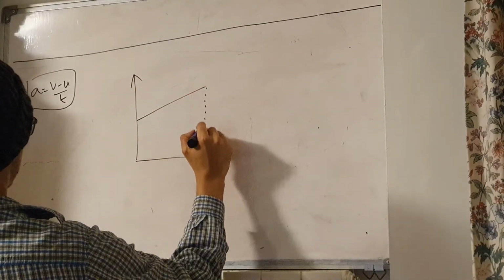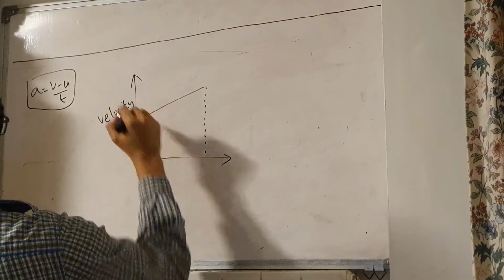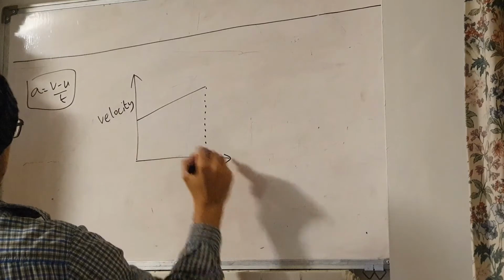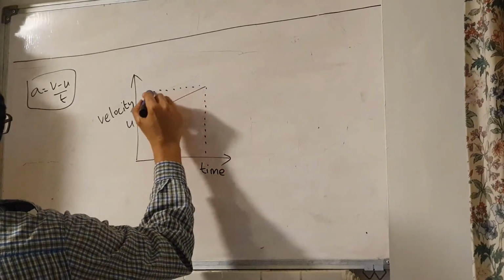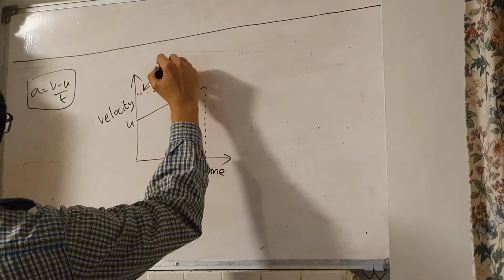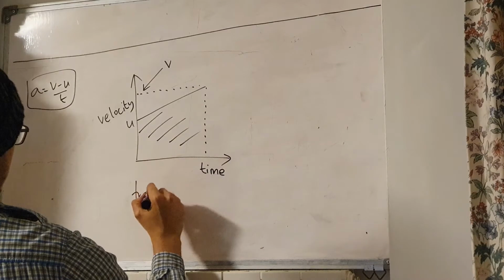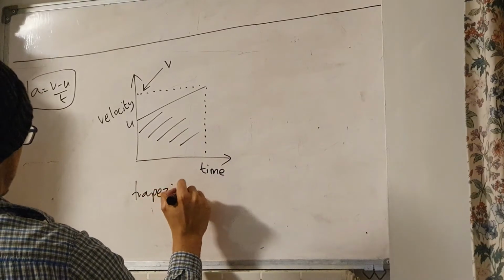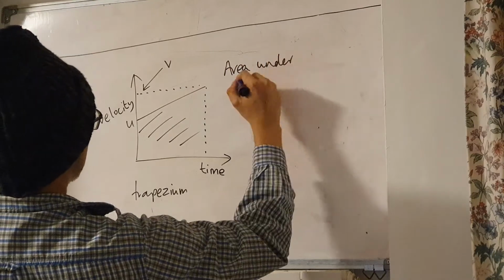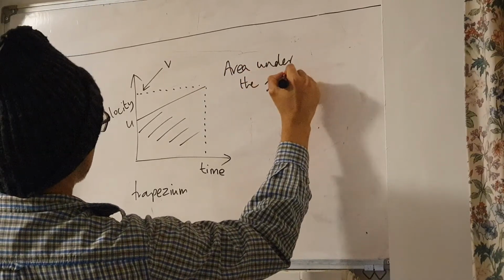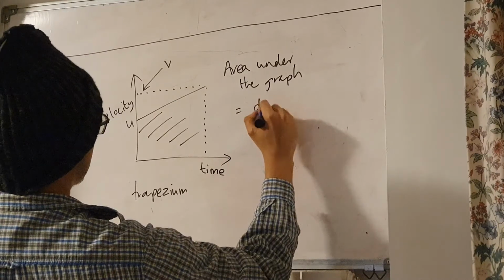So the y-axis is velocity and the x-axis is time, and what it shows is that it is accelerating. So its speed initially is u and its final speed is v. So that's why you have a slope. You have a straight line at an angle, not horizontal, so you've got a diagonal line starting from u, initial speed, and ending up at v. Now the area under this graph will be the displacement.